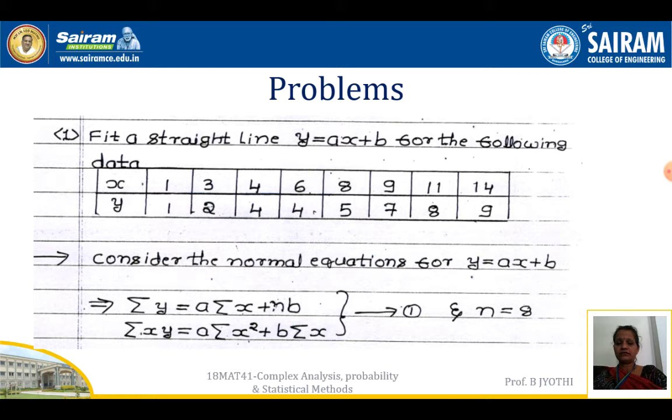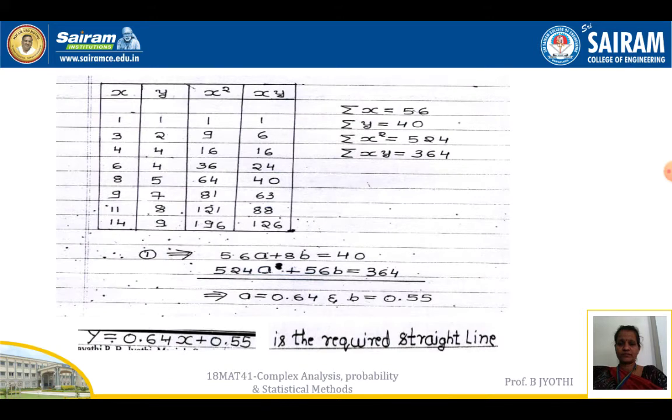Now consider the normal equations for y is equal to ax plus b, which are given by sigma y is a summation x plus nb and sigma xy is a summation x squared plus b summation x. Let us call this equation number 1. So we need to do the tabulation, that is x, y, x square and xy. When we square x, and multiply x into y, that is first column into the second column, we get the data.